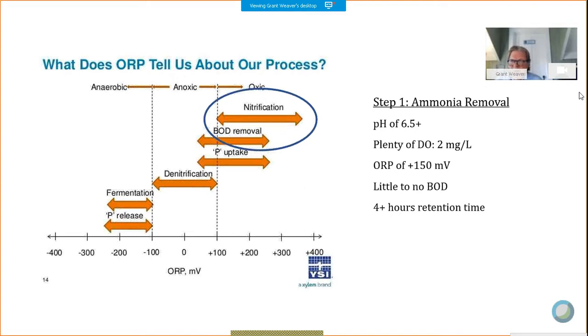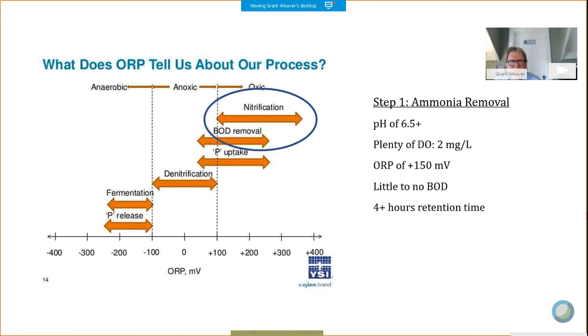Textbooks over the years have talked about the difficulty and the fussiness of the bacteria that remove ammonia. But most facilities that I've worked with, and I've worked with over 100 now, find that once they dial in ammonia, unless something goes really wonky, ammonia is fairly constant. The wonky things would be a major storm or some kind of crazy industrial toxic discharge or a major power outage.